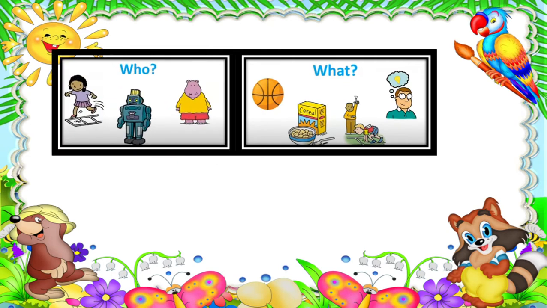Who, when we want to know the person. Who went to the store? The girl went to the store. Who played? The girl played. So the answer for a who question is a person. Who? She. Who? The robot. Who? The animal. Could be a person or an animal or a thing.